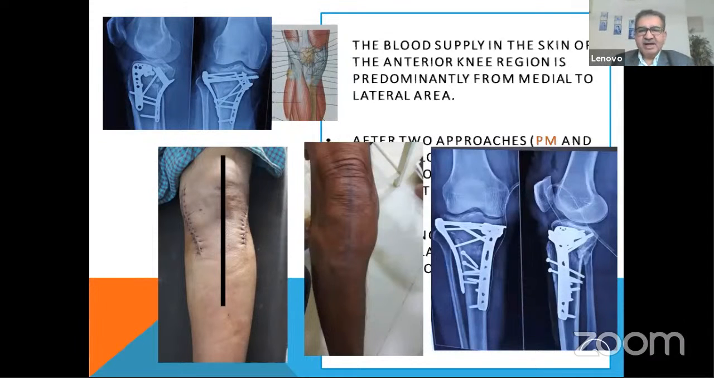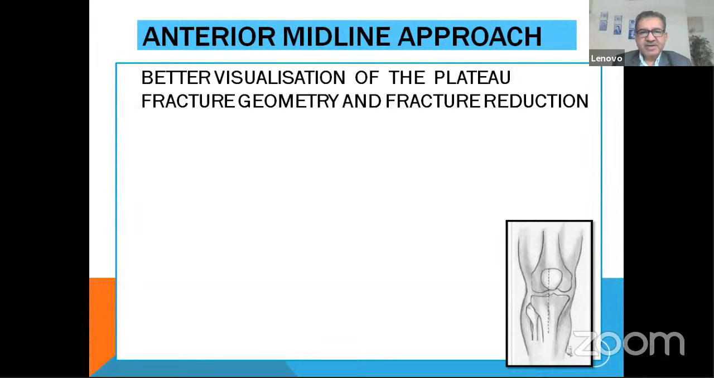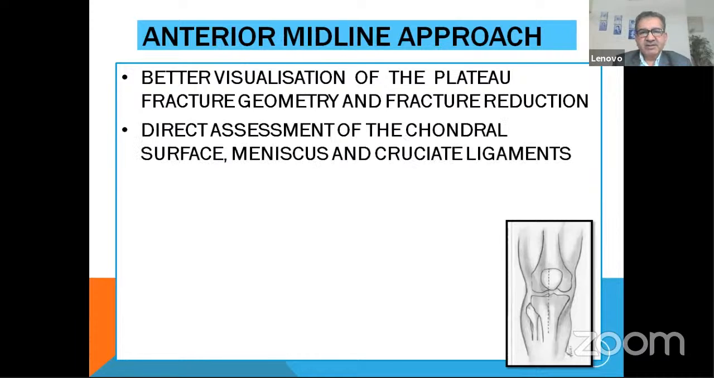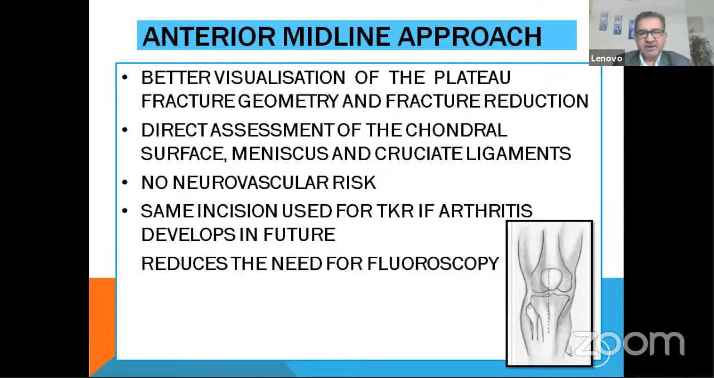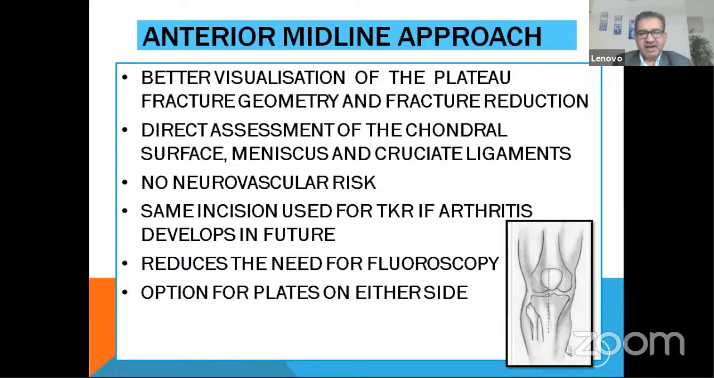Whereas if you have such a case where anterior midline approach has been taken, and the patient, elderly gentleman, requires arthroplasty in near future, probably the things would be easy, the things would heal well. So anterior midline approach, there is better visualization of the plateau fracture geometry, and accuracy of the fracture reduction. The direct assessment of the chondral surface, meniscus, and cruciate ligaments. No neurovascular risk. Same incision used for tibia that we have already discussed. Less need for fluoroscopy, and you have option for 2 plates on either side.